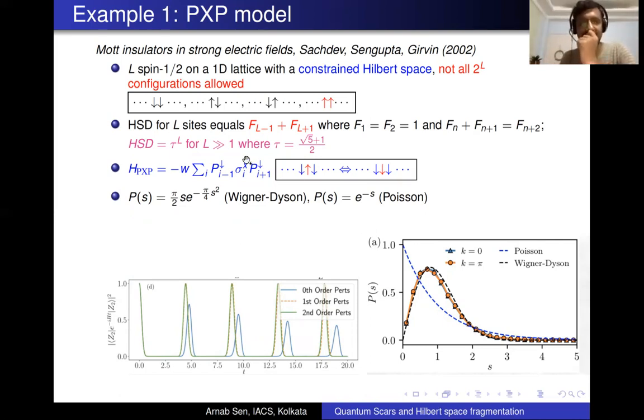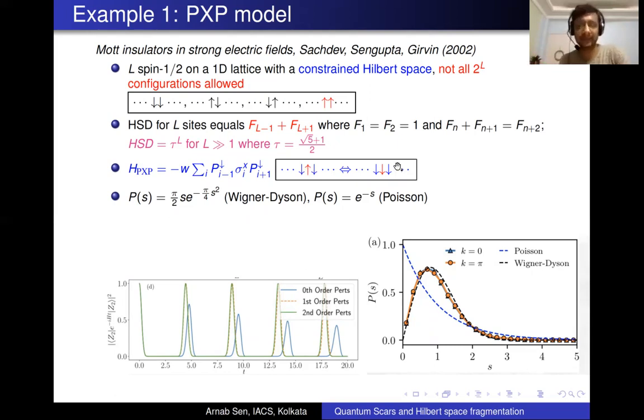So here I've just written the many body Hamiltonian again, and I have described in pictures what this Hamiltonian does. If you go through your lattice and you find that there is some spin whose neighbors are both down spins, then you can freely flip that spin like this. This is your quantum lattice. This is your local lattice.